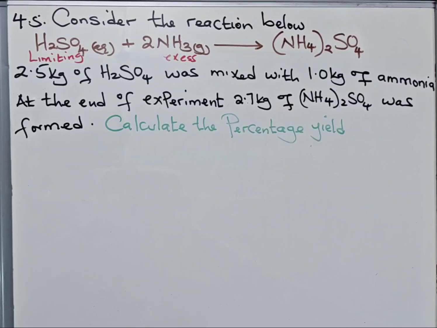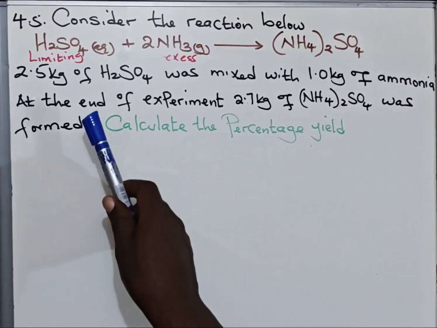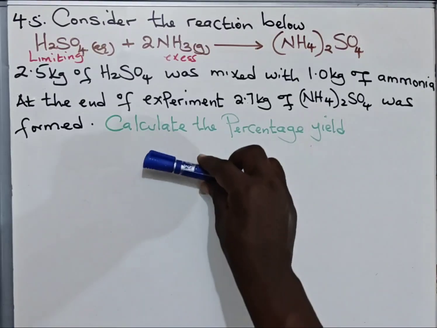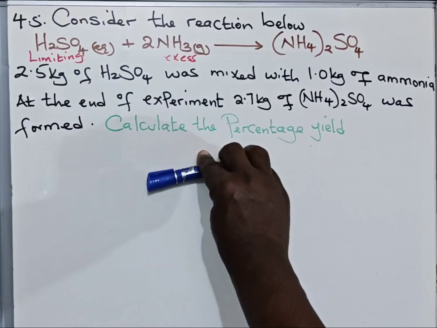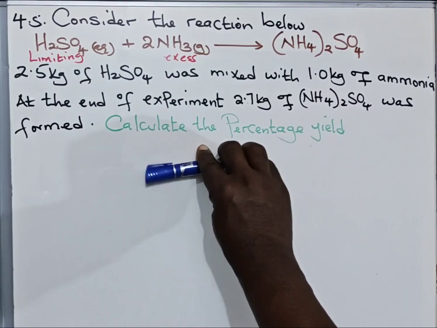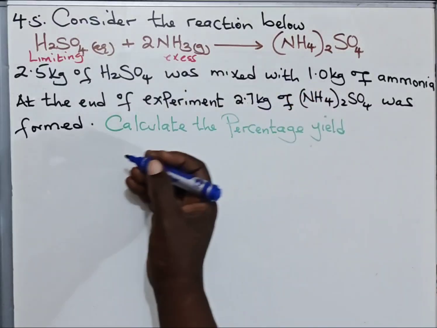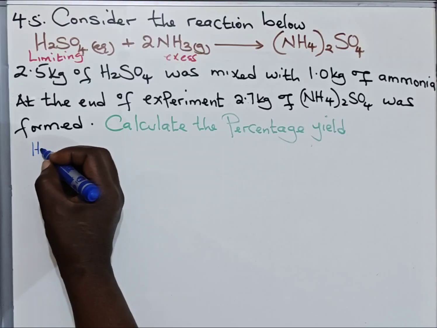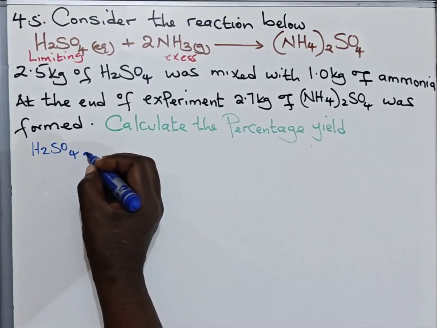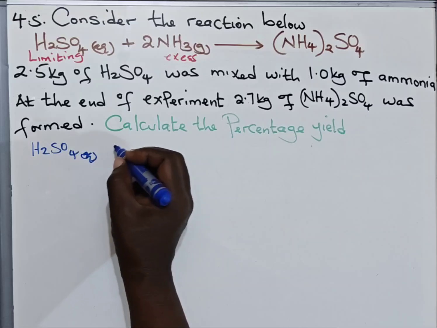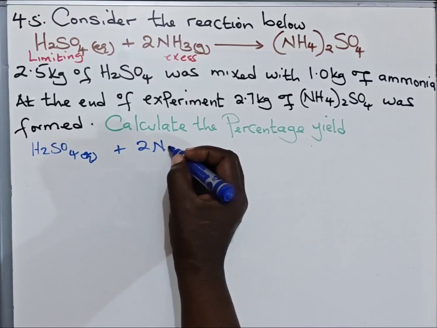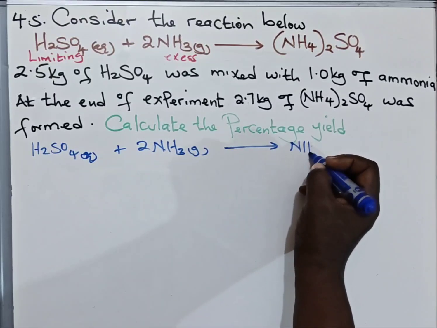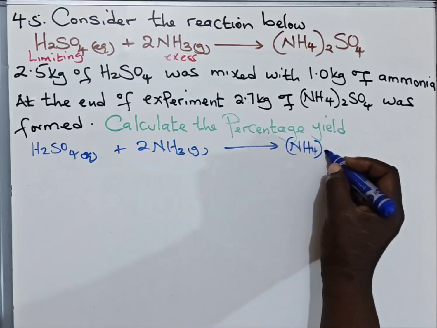Yeah, so now after determining the limiting reagent, we can start to determine the percentage yield. The next step is to calculate our theoretical yield. To do this, the best way is to have the equation rewritten. The equation is between sulfuric acid and ammonia, giving us ammonium sulfate.